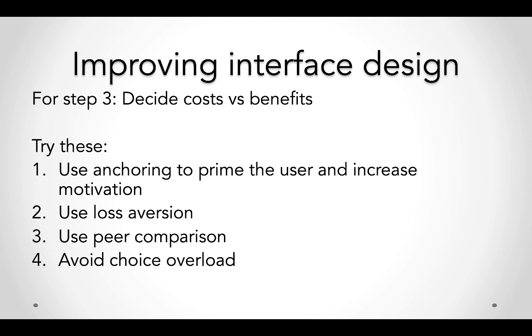For step 3, decide cost versus benefits. Use anchoring to prime the user and increase motivation. Use loss aversion. Use peer comparison. Remember those tables with checks and X's when we compare 2 or 3 competitors and we list out the ones that we do well with checks, with swooshes, and what the competitor doesn't do as well with X's. Those are very powerful tables. And avoid choice overload. Don't give too many choices to the customer. Give them choices, but not too many, because too many choices induces procrastination.